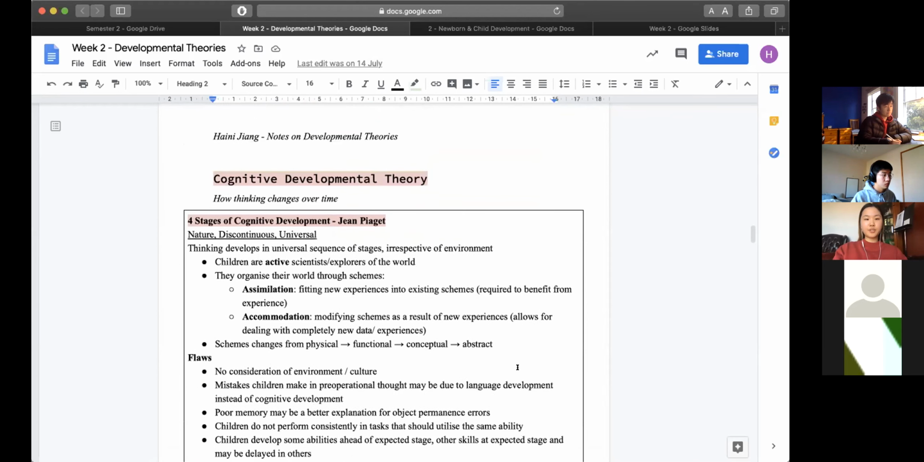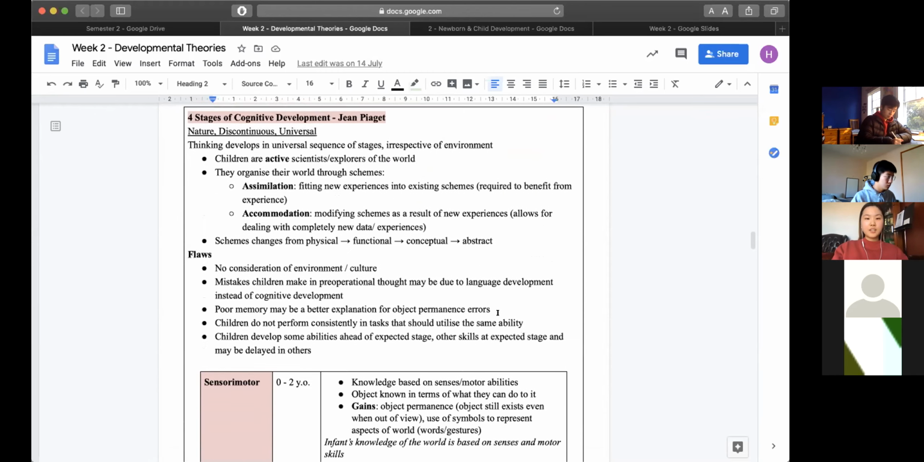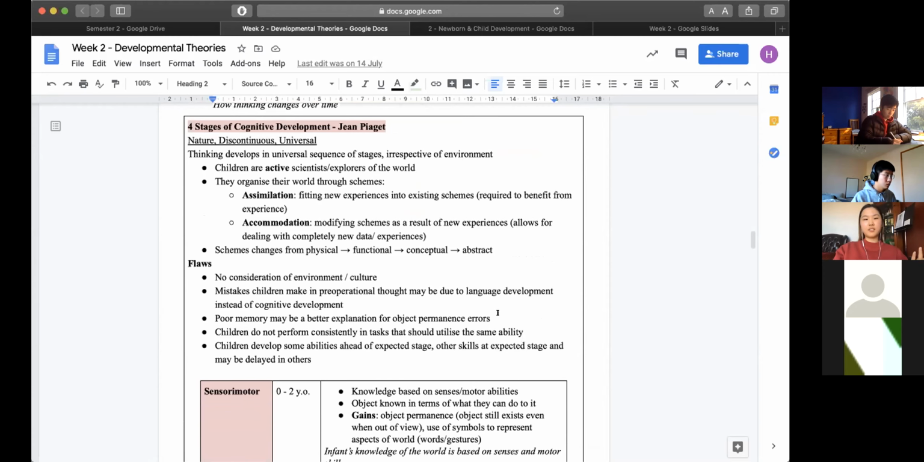Then we go to the cognitive development theories. Basically, how we think, how does that change over time? The key person is, I can never say the name, Piaget. I think it's French or something. Anyway, once again, discontinuous, so everything is in stages, and universal.